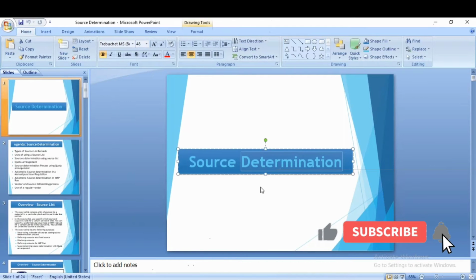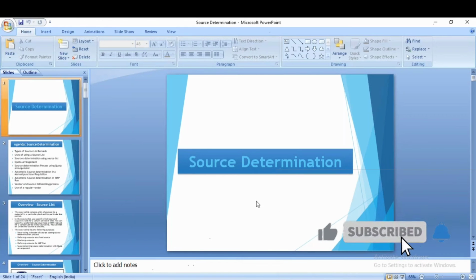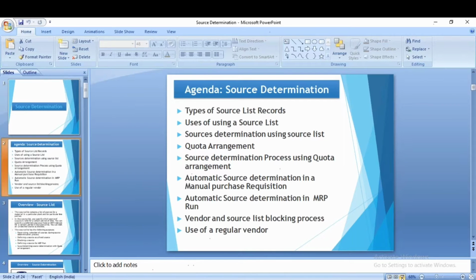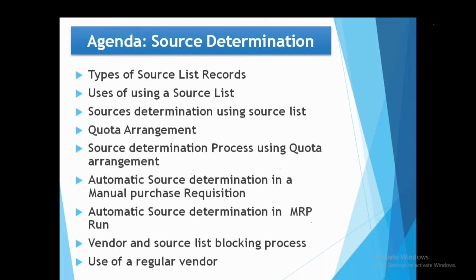We'll be starting our next topic, that is source determination. The topics that we are going to cover in source determination: we will see what the types of source list records are, how to use the source list, how the source determination will happen using the source list. Then we will understand what a quota arrangement is, and how the source determination process is done using the quota arrangement.